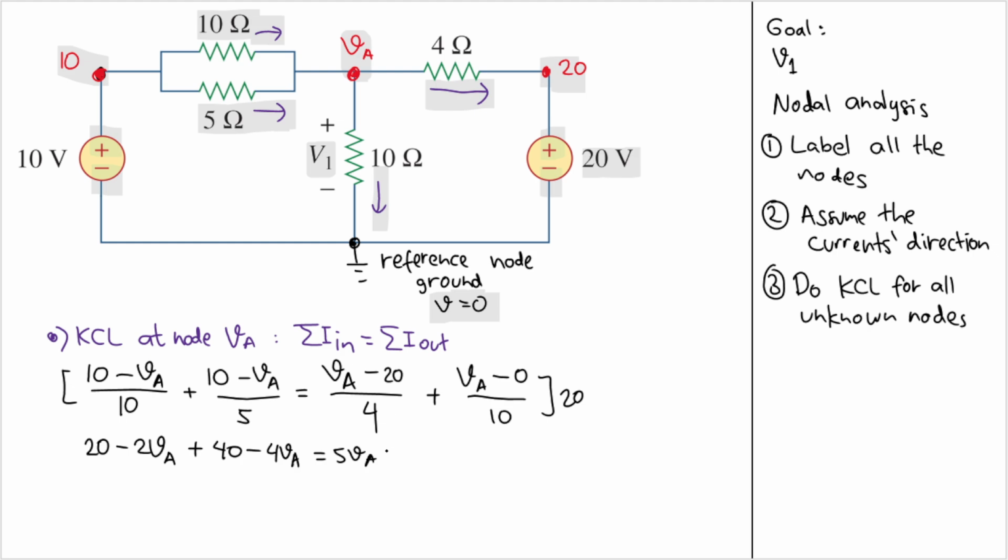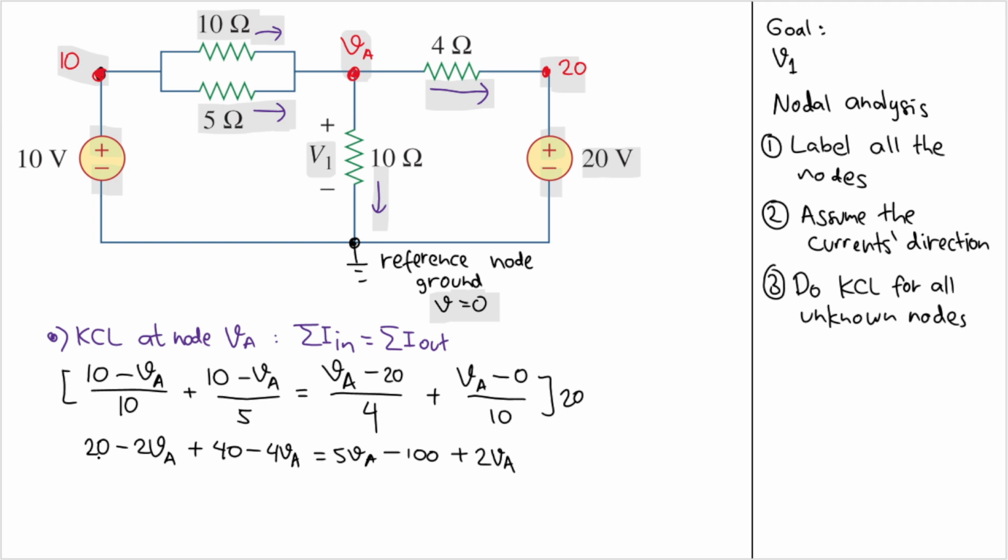And then we will have minus 100, right? 20 multiplied by 5 is 100. And then here I will have 10 and 20 will cancel into 2. So I'll have plus 2 VA. And I think that's all good. Now we have to be careful here because we need to do mathematics.